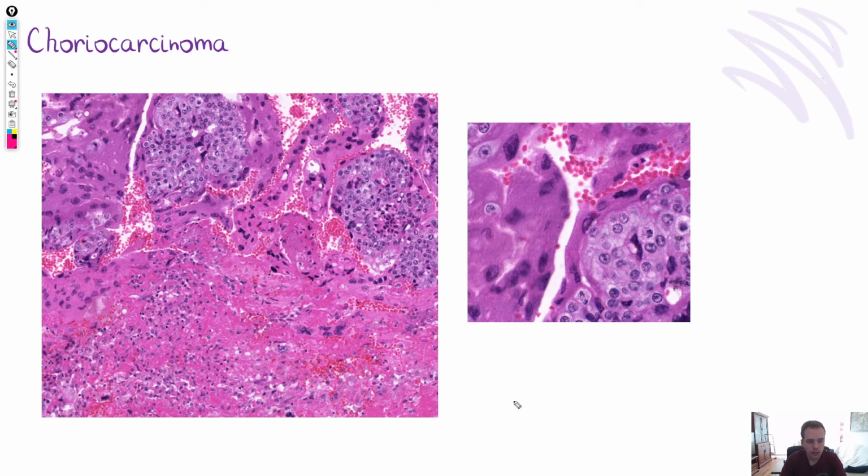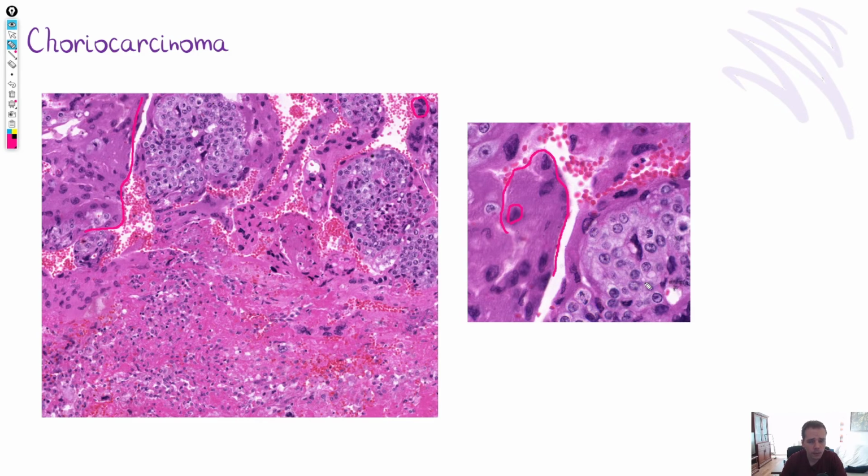Syncytial trophoblast looks very wild and bizarre because even the normal physiological syncytial trophoblast is very atypical, and the neoplastic syncytial trophoblast is even more atypical. So you will find sheets of multinucleated cells or syncytia with abundant eosinophilic cytoplasm and very atypical hyperchromatic, even bizarre looking cells, nuclei. So this is the syncytial trophoblastic component.